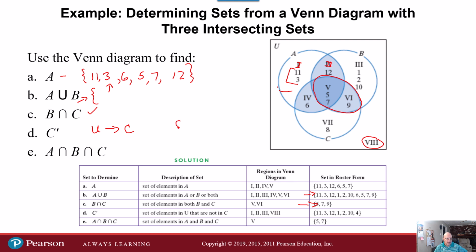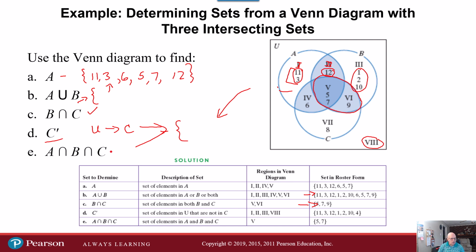So when we're putting this together, oops, this one together, sorry. Everything outside C, so 9, 5, 7, 6, they're all part of C. The ones that aren't are 1, 2, and 10. 12 is not in C, and 11 and 3 are not in C. Put all those in here, and you've got C complement.